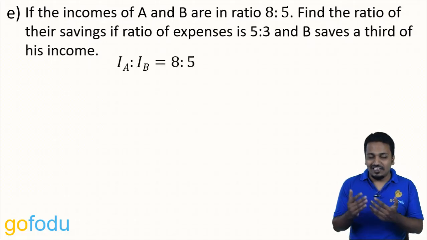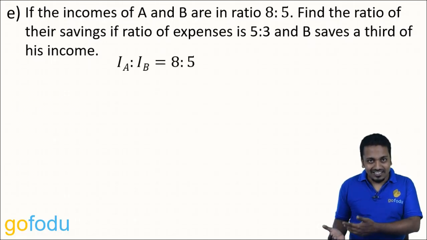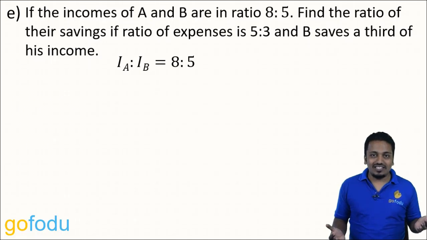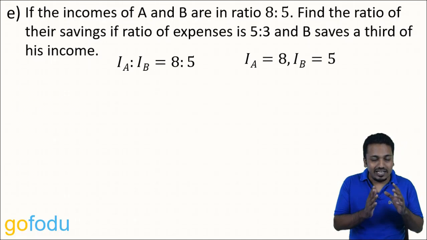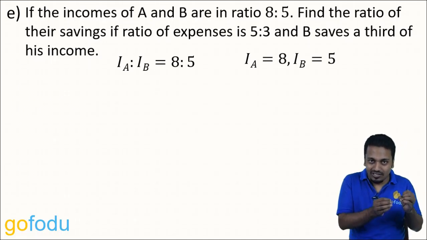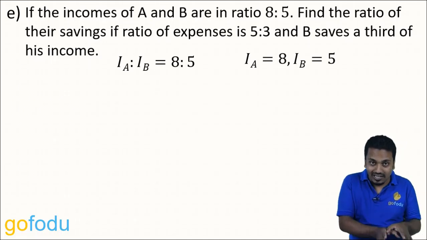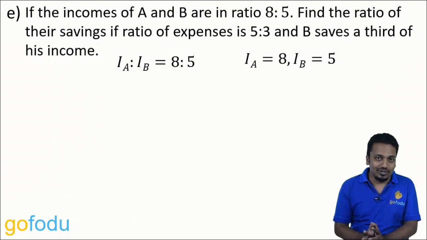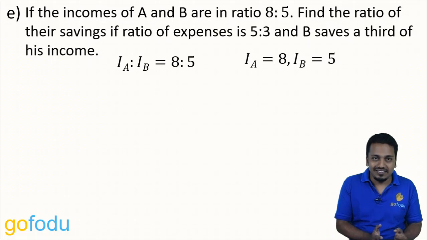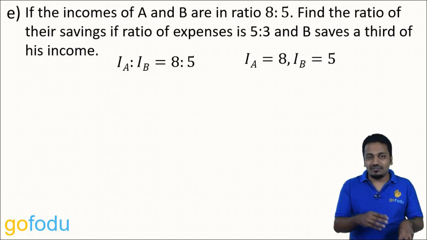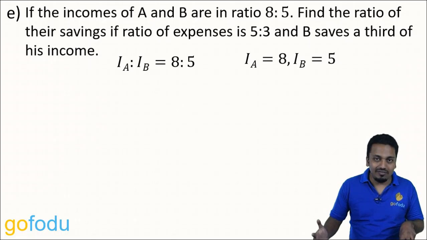The ratio of income is 8:5. Instead of taking B's income as 5x, I'll take it as 5 only. We cannot do this in all the questions. It will depend on the individual question, and you will learn when you can and cannot do this with practice. Here, I am taking B's income as 5 because I know that on taking the ratio of savings, the x and y will get cancelled.